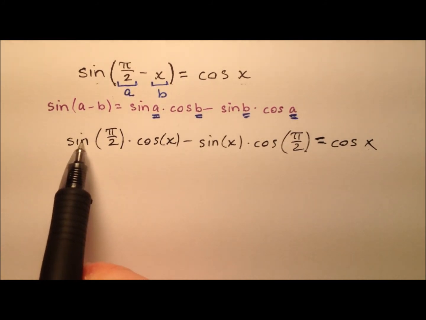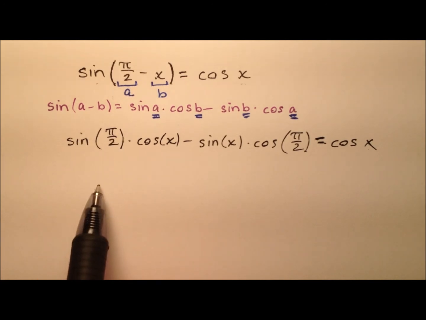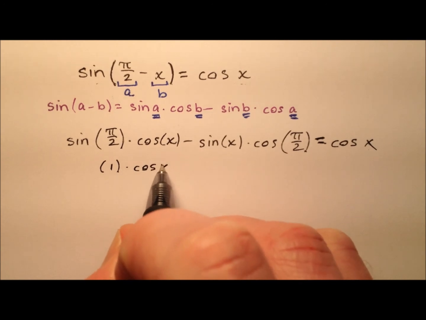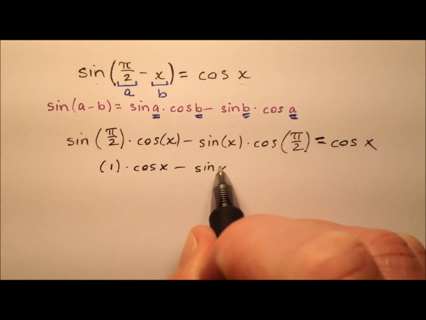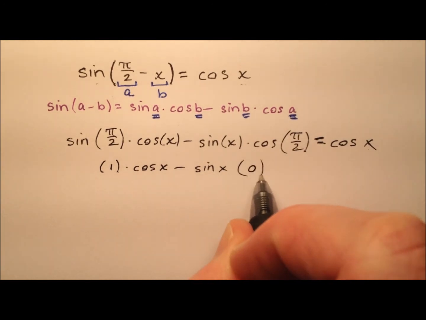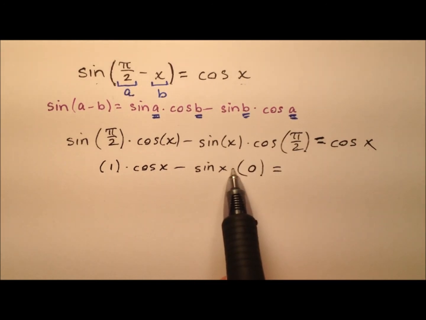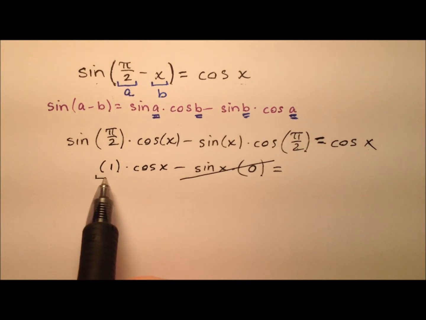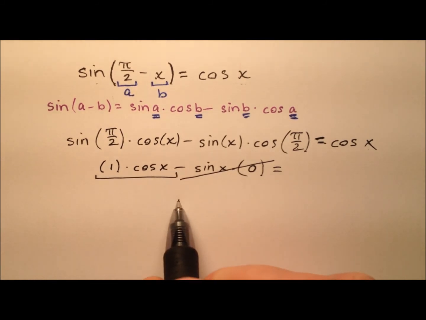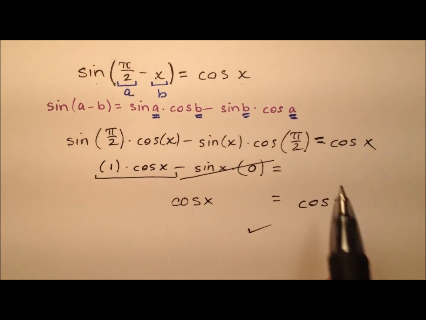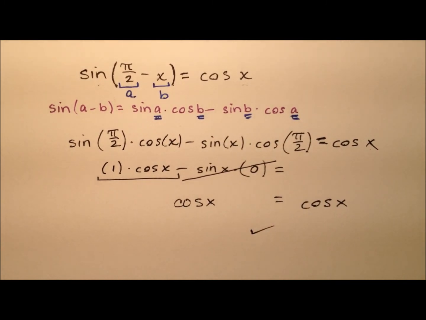The sine of pi over 2, so the sine of 90 degrees, is 1. So I can replace a 1 right there times the cosine of x, minus the sine of x times the cosine of pi over 2, or the cosine of 90, which is 0. This multiplication by 0 takes this entire piece of the expression and does away with it. So what I have then is 1 times cosine x, which is cosine x, equals cosine x. So we see that that indeed does work.